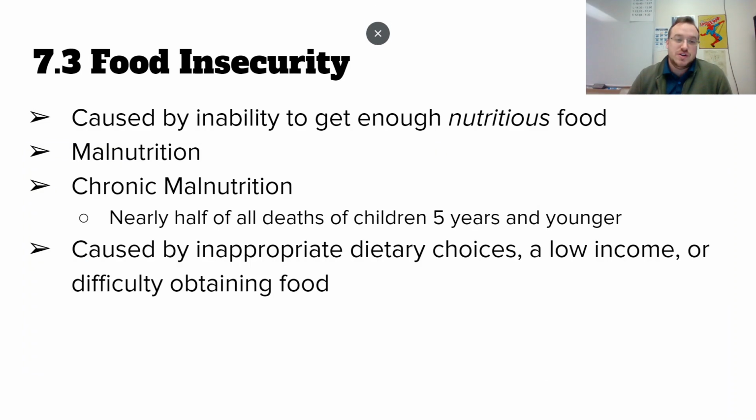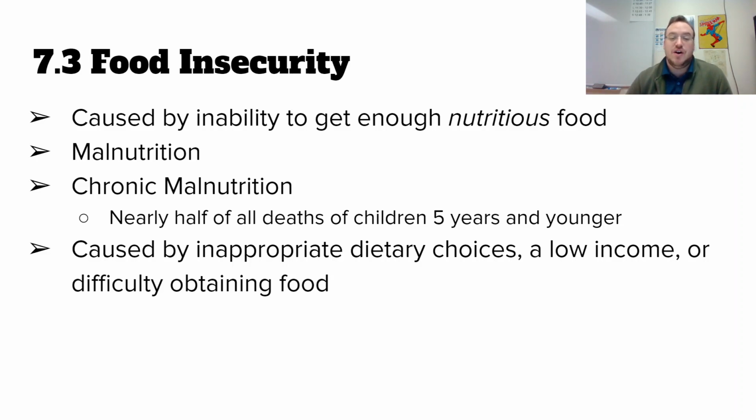Our bigger concern is about food insecurity, which is just the problem of not being able to get enough nutritious food. So you might be able to get enough food that has enough calories, but not enough nutrients, so not enough vitamins and minerals to be healthy. You may also just not be able to get enough food, period. So you might be in a caloric deficit, not getting enough calories. Right? So we have two main stages of this: malnutrition and chronic malnutrition. Chronic malnutrition comes from being malnourished over a long period of time.